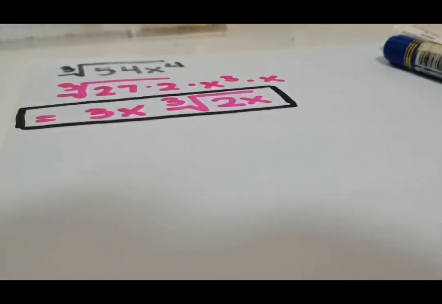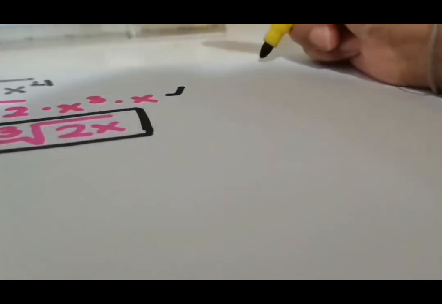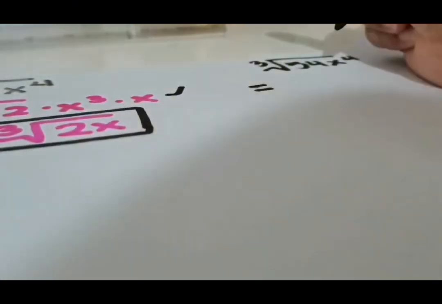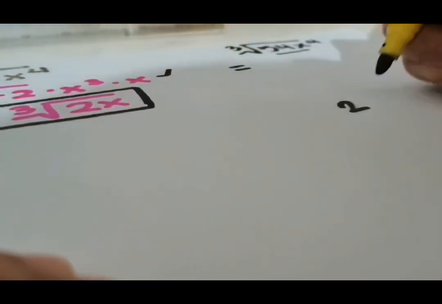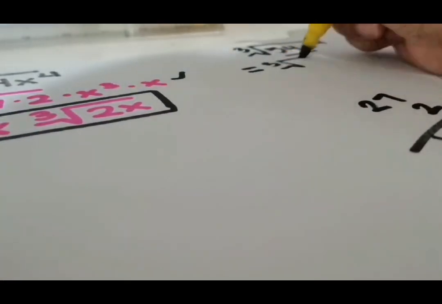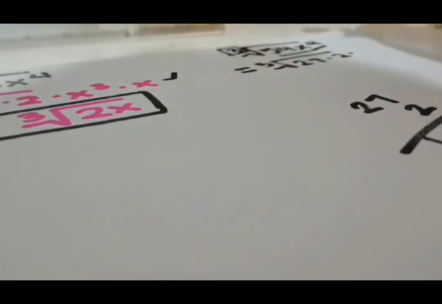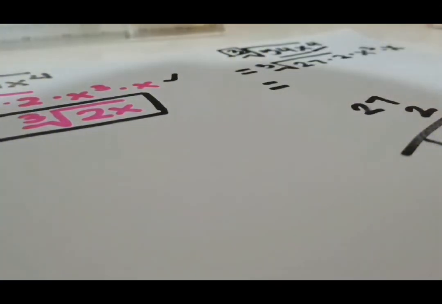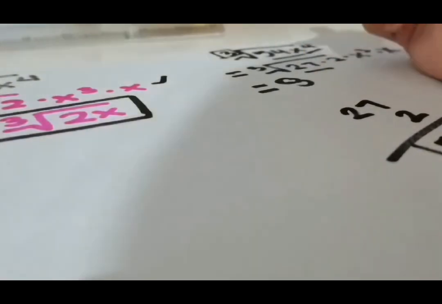How did I get 3x cube root of 2x? Using the formula in the given, we will copy the given and solve it on our own. We first get the factors of 54. Since 27 times 2 is 54, those are the factors. And since it's a cube root, the factors of x are x cubed and x. And finally, we just get the cube roots.